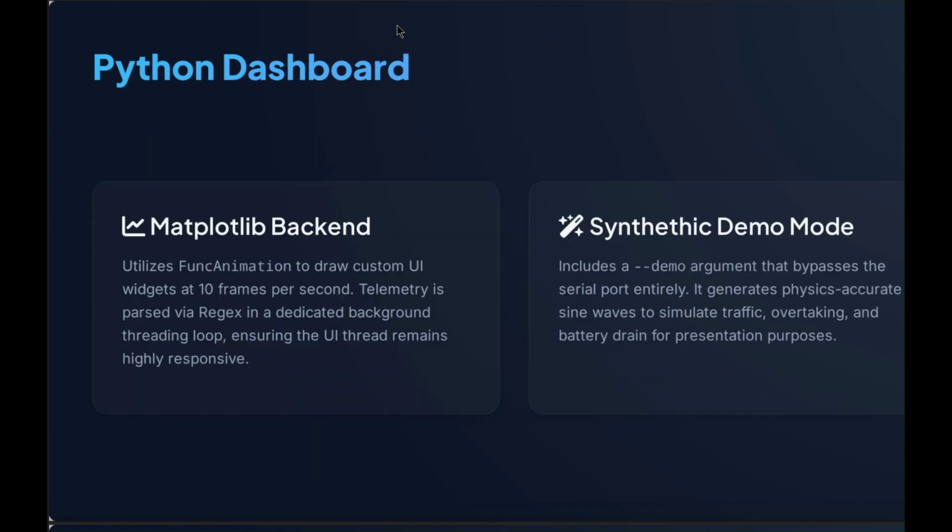All of this telemetry drives our central Python dashboard. The visual interface relies on Matplotlib, using FuncAnimation to draw custom UI widgets at a smooth 10 frames per second. The incoming telemetry is parsed using regex in a dedicated background threading loop, keeping the main UI thread highly responsive. For presentations like this, we also included a synthetic demo mode that bypasses the serial port and generates physics-accurate sine waves to simulate traffic overtaking and battery drain.